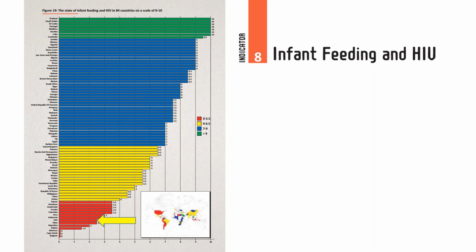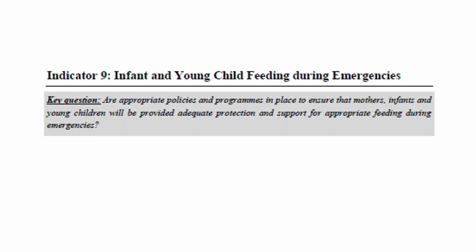And you can see again that there are lots of green countries up at the top. Indicator number 10 is especially disappointing given our experience with hurricanes such as Katrina and Sandy, which preceded our 2016 evaluation. And we've had more national hurricanes, tornadoes, fires since then, and certainly infant and young child feeding during emergencies should be a priority for us in the United States.